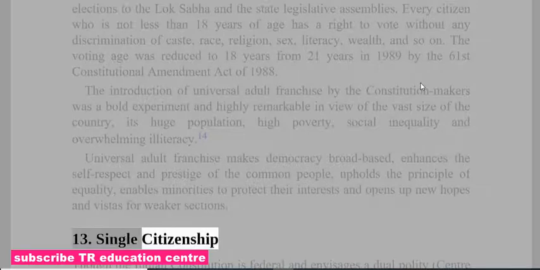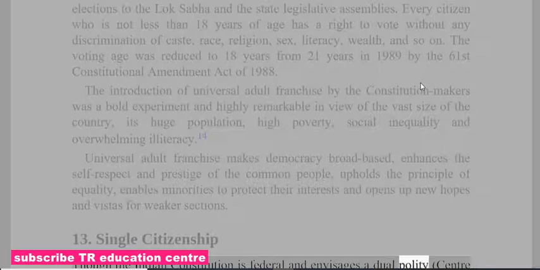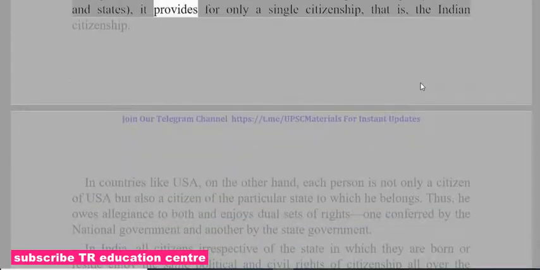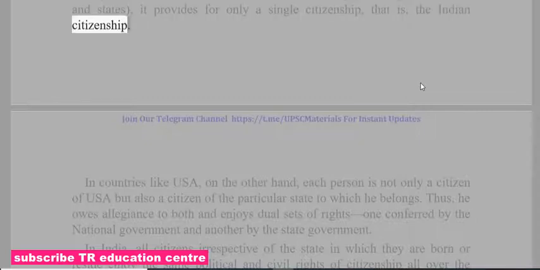13. Single citizenship. Though the Indian constitution is federal and envisages a dual polity, center and states, it provides for only a single citizenship, that is, the Indian citizenship.